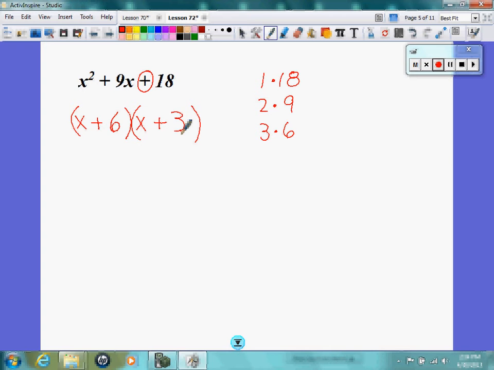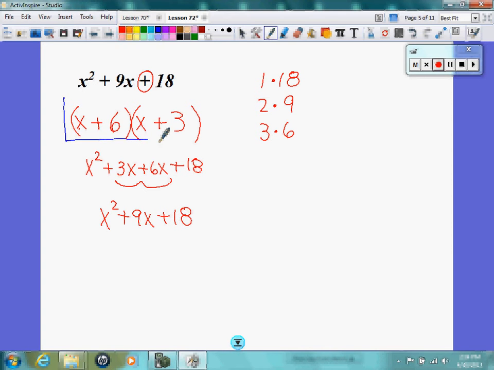Okay, so now we have factored this trinomial into two binomials. If we multiplied this out by FOIL, we would in fact get this trinomial. Let's do that just on this one, for example. First times first would be x times x, which is x squared. Outer times outer would be 3x. Inner times inner would be 6x. And last times last would be plus 18. We can add our outer and inner terms and get 9x. So x squared plus 9x plus 18 is our product. So our answer, in fact, would be these two factors.